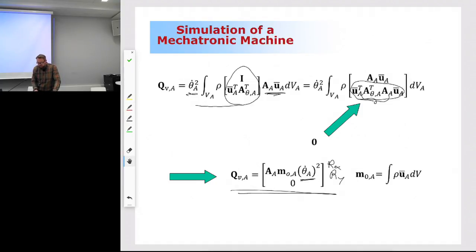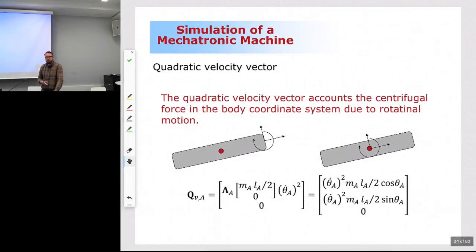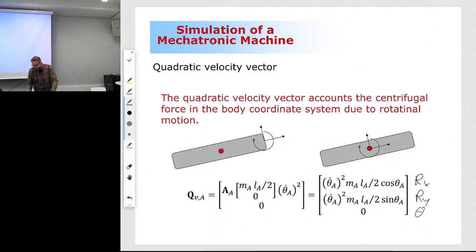But what this means, what is a physical interpretation of the quadratic velocity vector, that I will show in this slide. When you do the math, eventually the quadratic velocity vector reads as it is shown here. This component is associated to Rx, this component is associated to Ry, and the final one, which is equal to 0, is associated to angle theta.